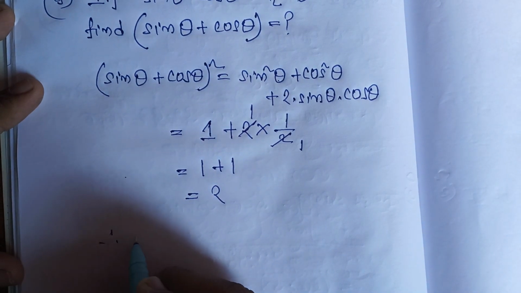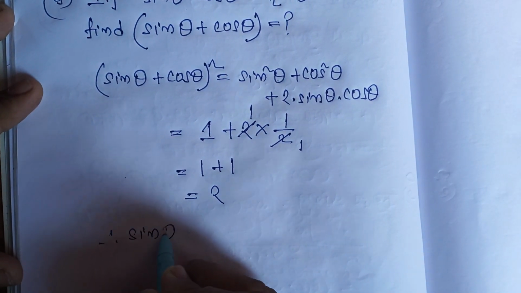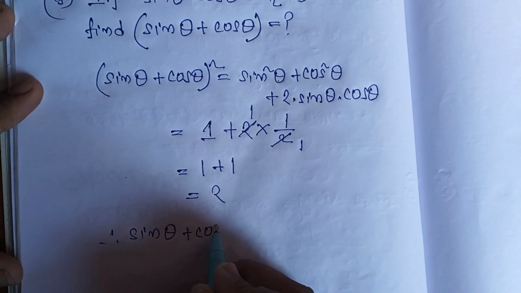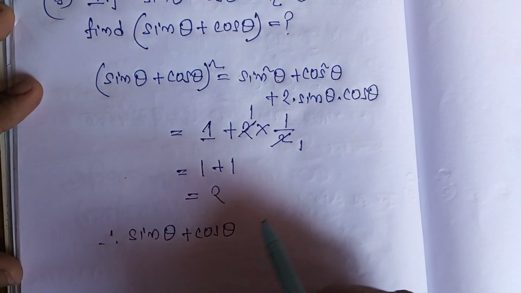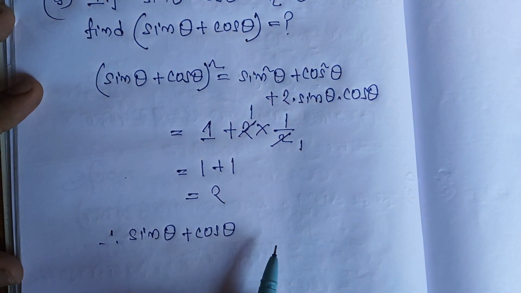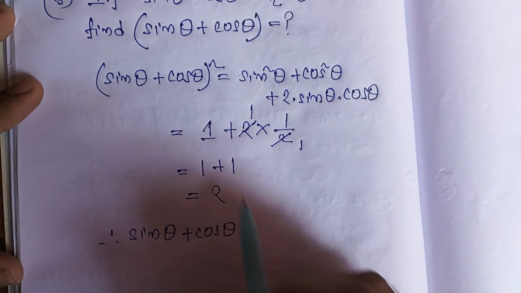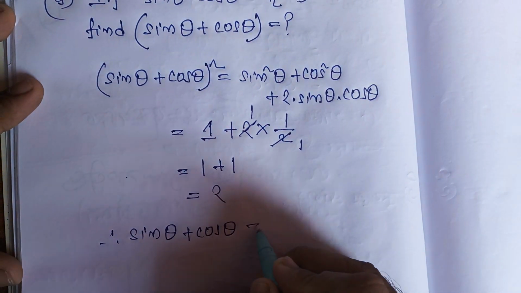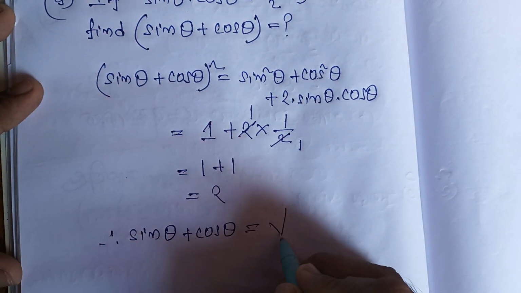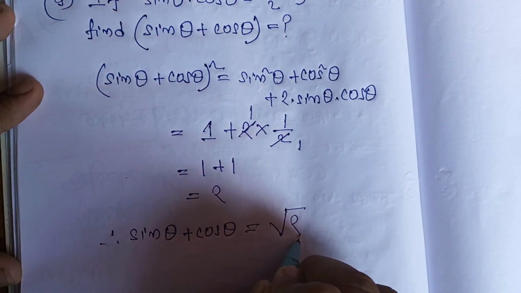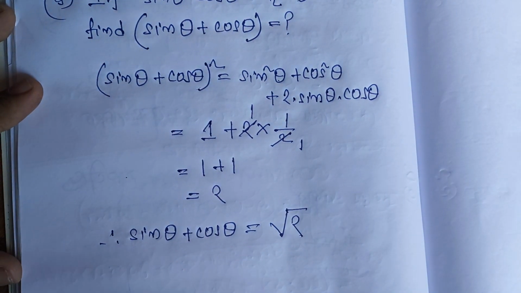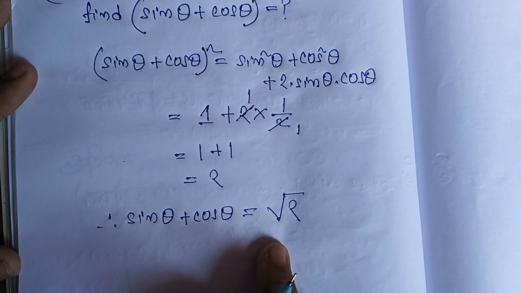So we can write sin theta plus cos theta. If we take square root on both sides, then this square will be cancelled. So we put square root on 2. Okay, so here is the answer.